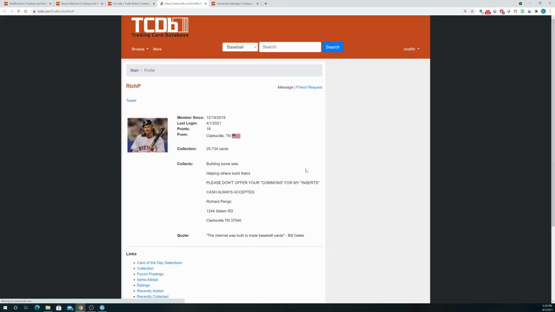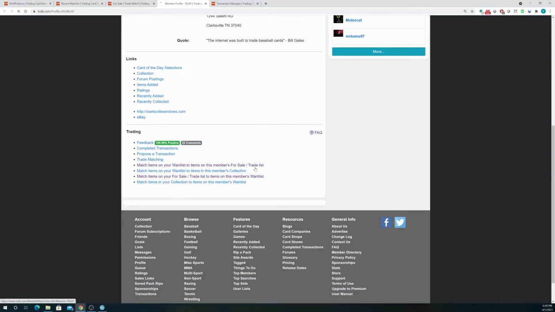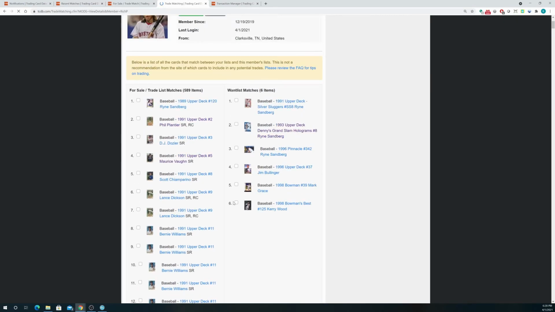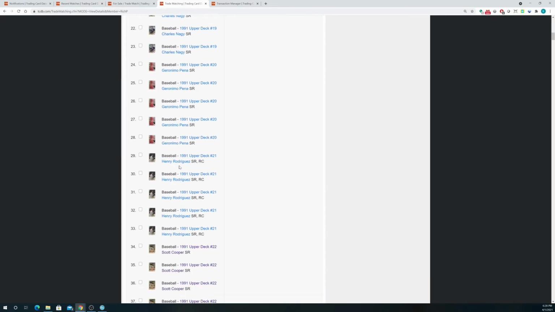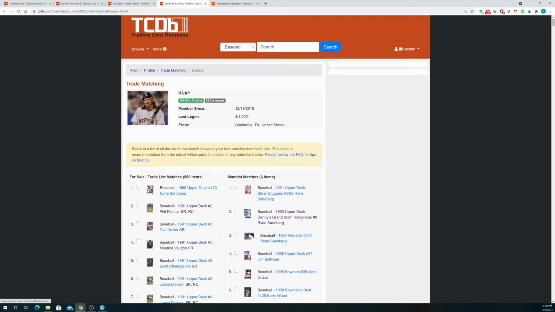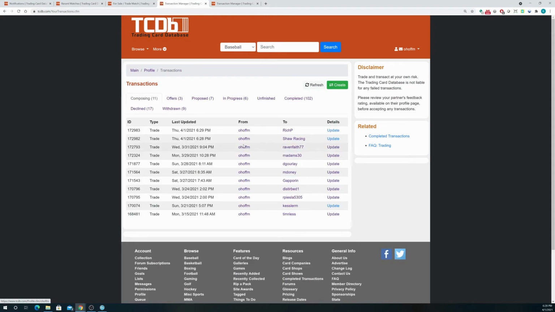Is Rich P someone I'd want to trade with? Let's look at his trade match. Okay. So there's only 6 that I want to get back, but he's got several too. So looks like another good potential match. I'm going to put him on my list too. Propose a transaction and a trade. Now, when it's more convenient to me to actually set the trade up, I have him as a potential trade partner.